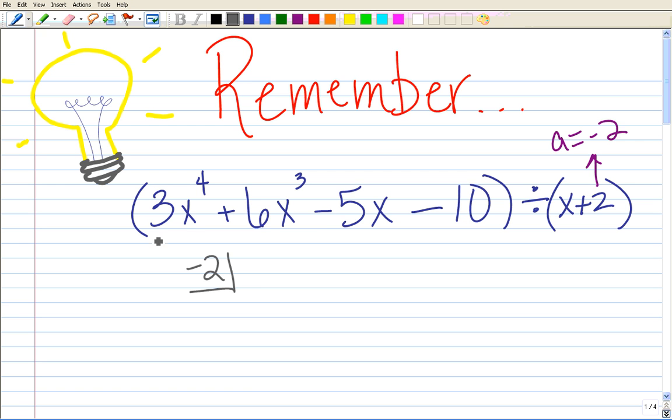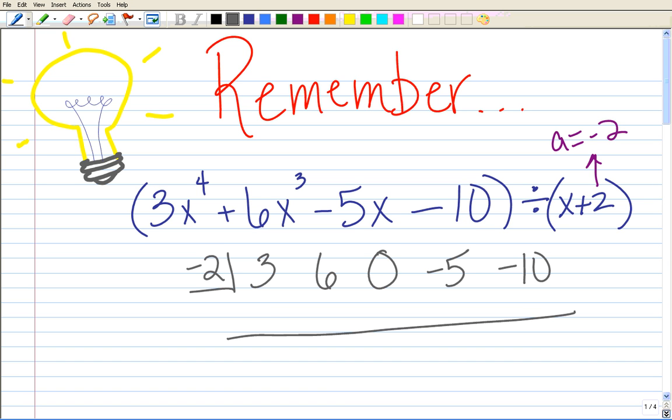Then we will look up here at the polynomial and write down the coefficients. We'll fill in any zeros for exponents that were skipped. So we have 3x to the fourth, 6x cubed, 0x squared, -5x, and -10. Then we can use synthetic division by bringing down the first term. Multiply that times -2, you get -6, and add. So that adds to 0.